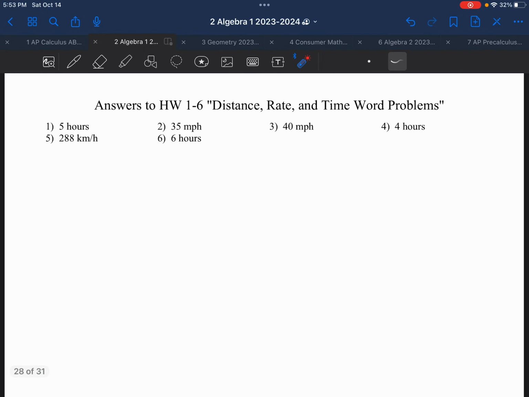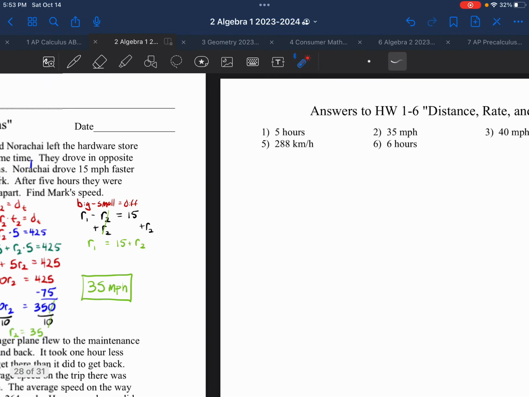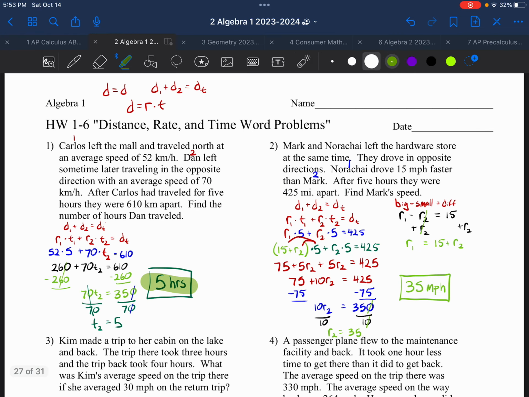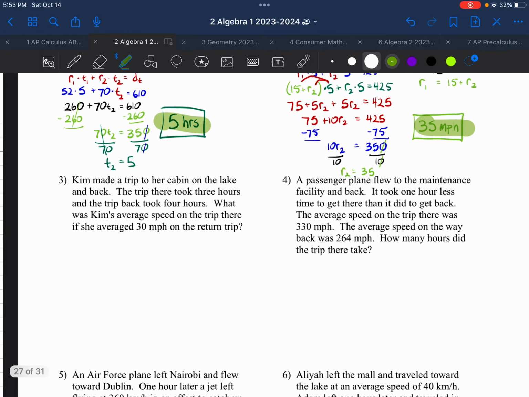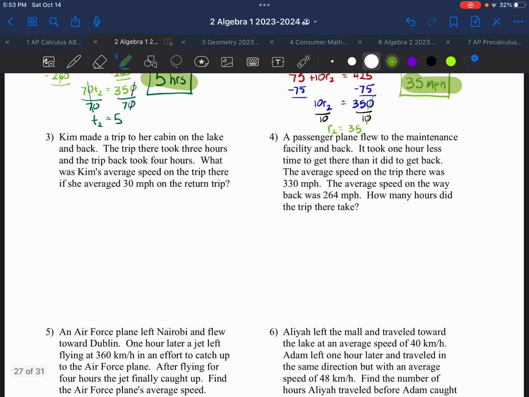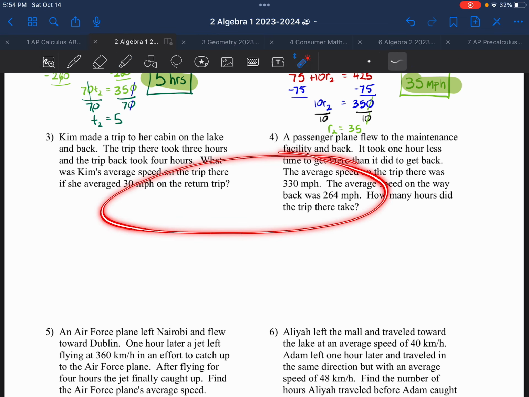Is the answer 35 miles per hour? The answer is indeed 35 miles per hour. So we're 2 for 2, doing pretty good. All right, let's try number 3. It should be a new type of problem. I usually make adjacent problems the same, that way you get some good practice.